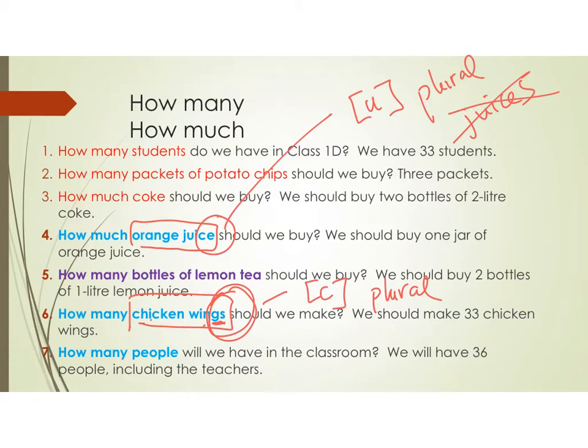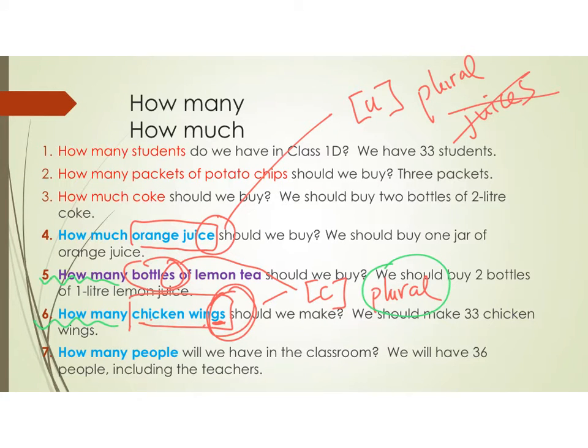Look at this. How many bottles? Here we also have the S. Why? Because bottle is also a countable noun. We should use plural. So always remember: when we have how many, we use it with countable nouns. And with countable nouns, we always use the plural form.